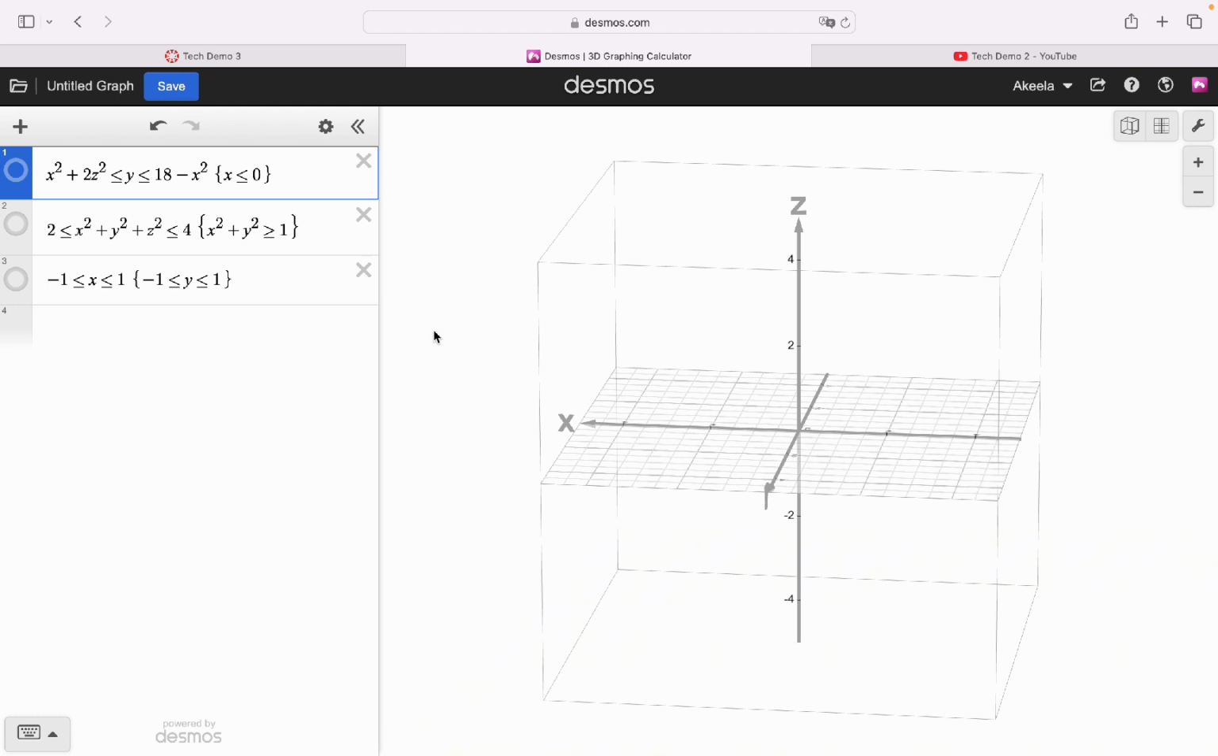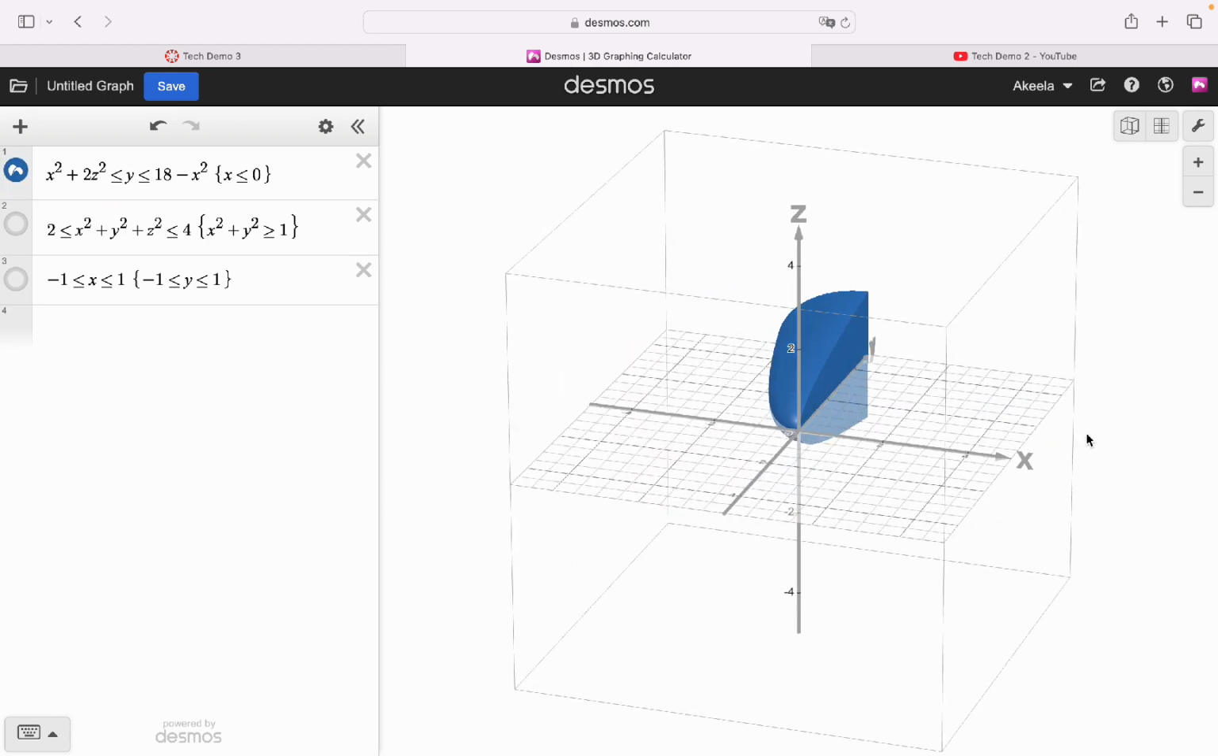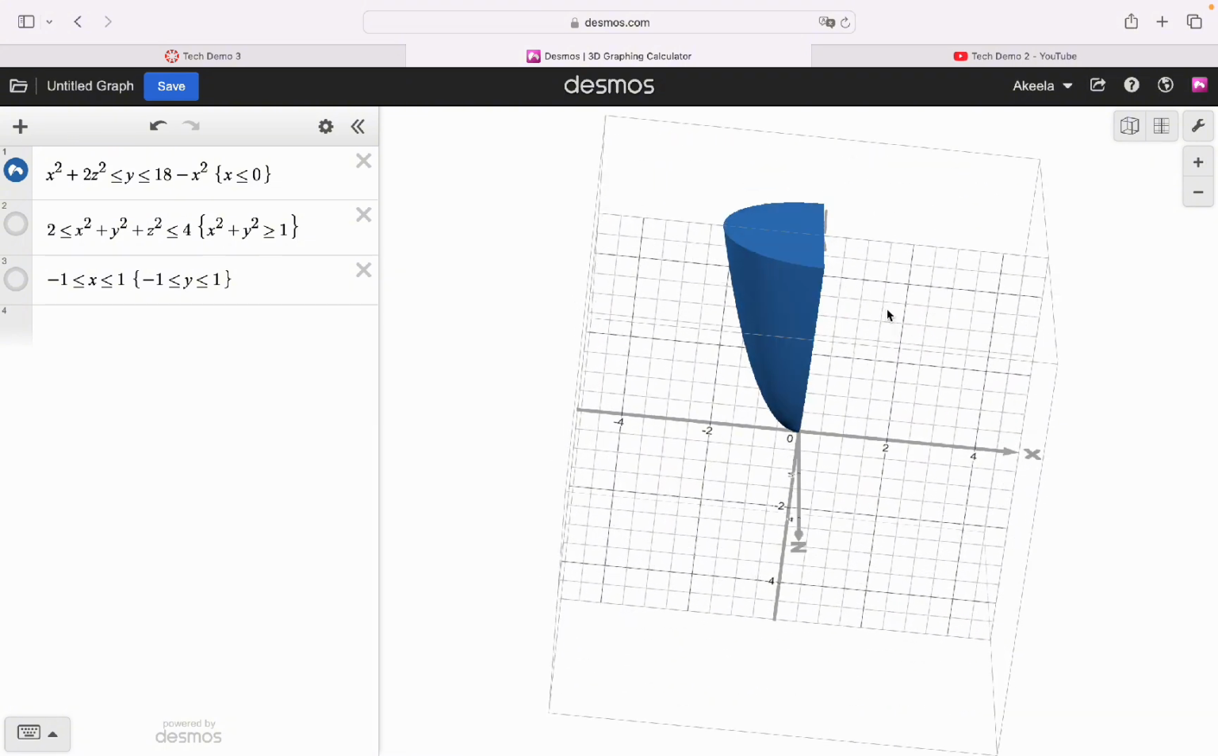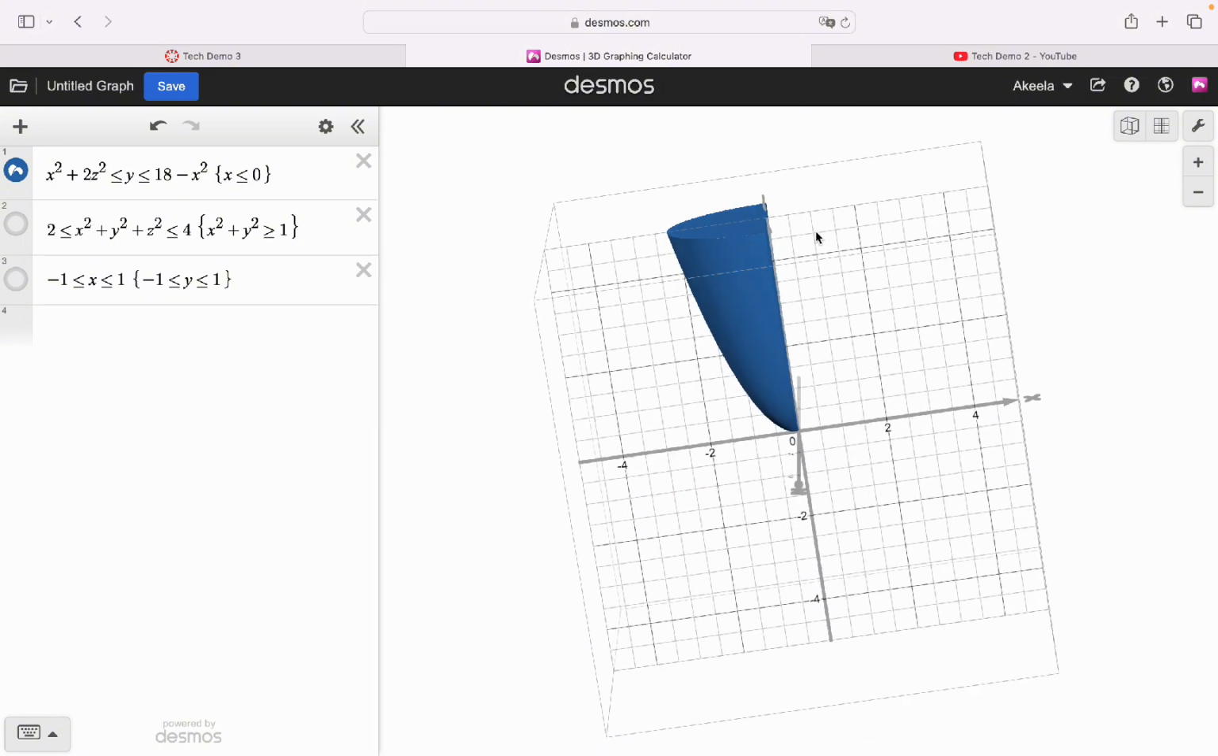First, I typed x squared plus 2z squared is less than or equal to y, which is less than or equal to 18 minus x squared in the first line. And here I have x is less than or equal to 0 in curly brackets, and that's because you want to type it as a chain inequality with a set restriction so that Desmos only keeps the left half of the shape. So here you can see that we have our restriction and we have our region.